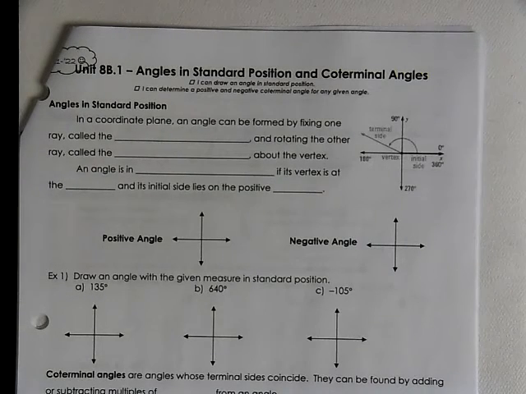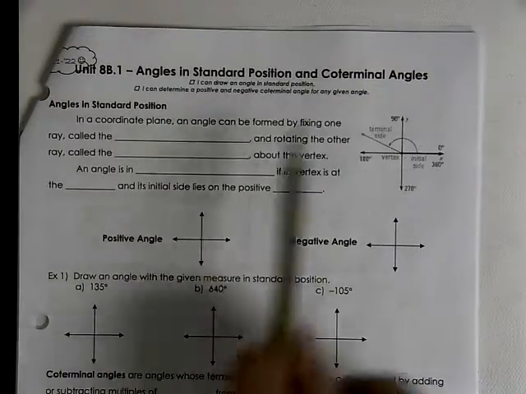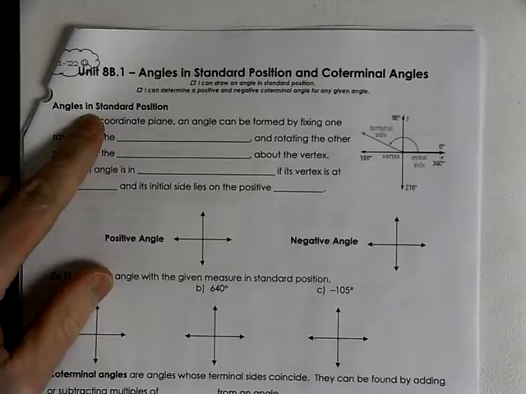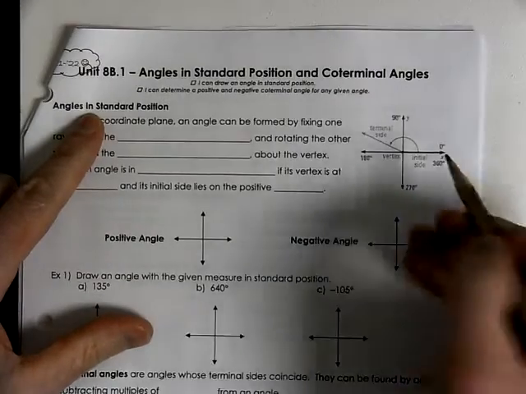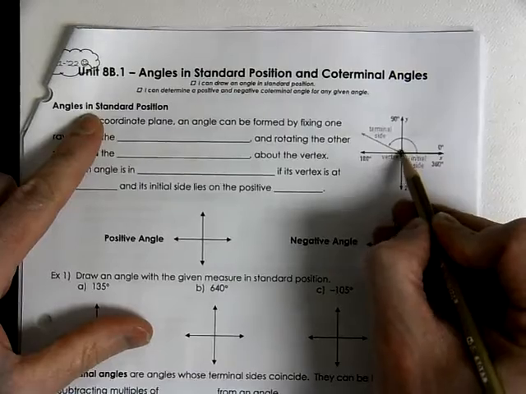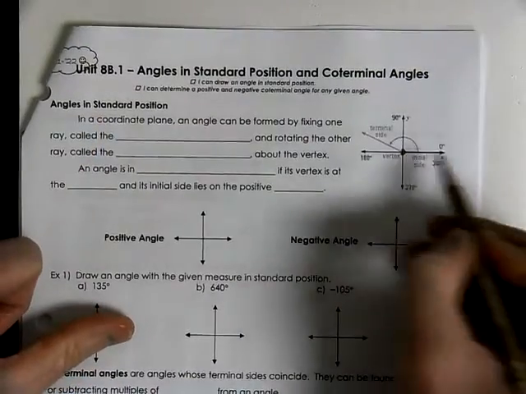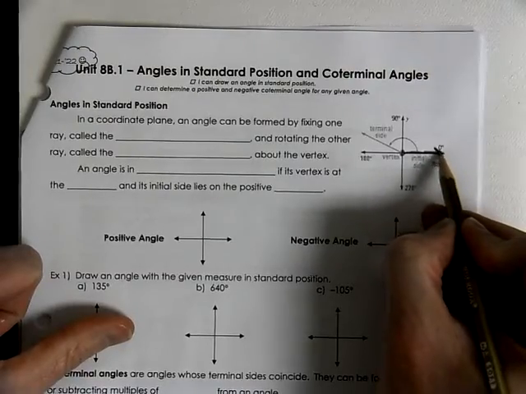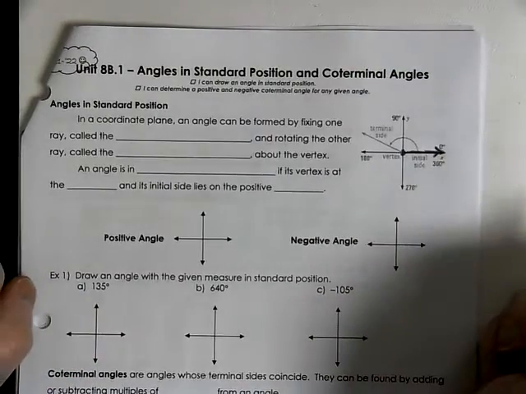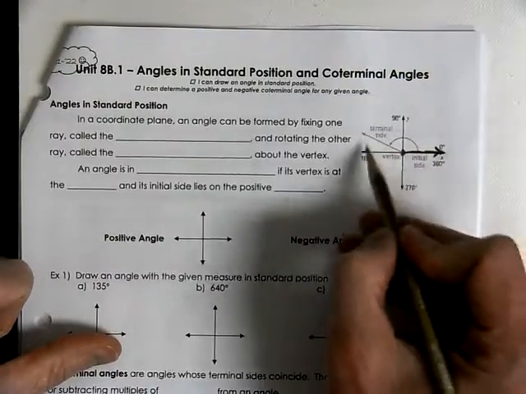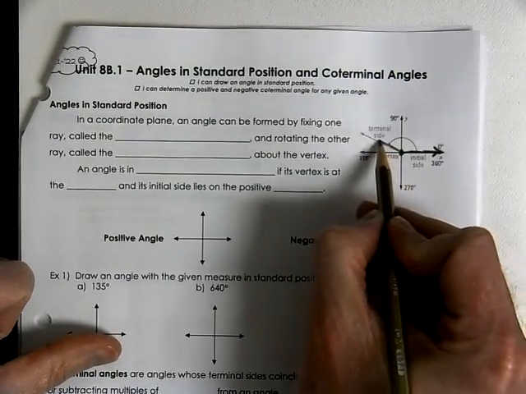This is Algebra 2 and Trig, 8B.1. We're going to talk about angles in standard position and coterminal angles. So first we're going to talk about what is standard position. That's when we have a vertex at the origin. We have one side called the initial side on the x-axis. And then we have this other side that we can spin around. This is called the terminal side.